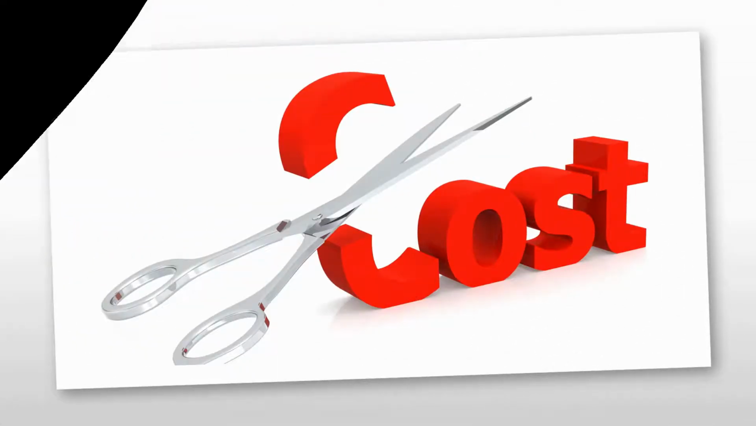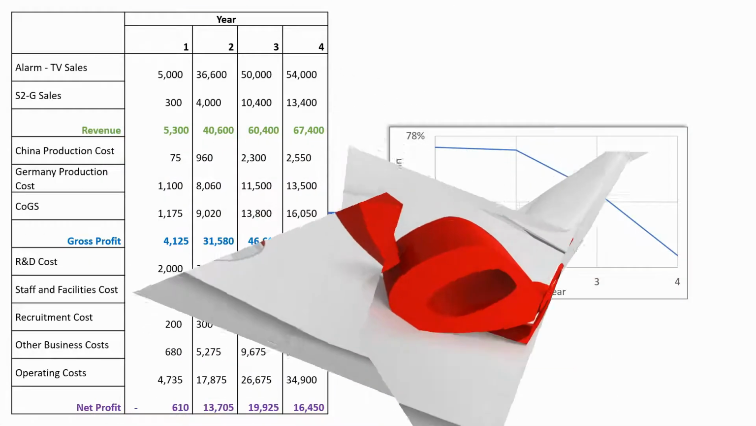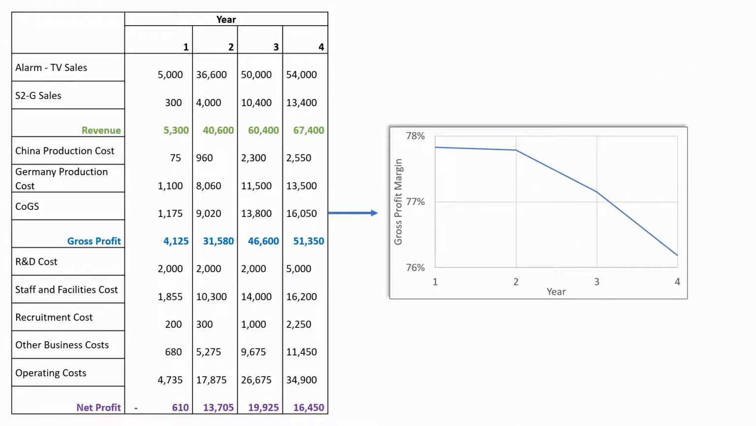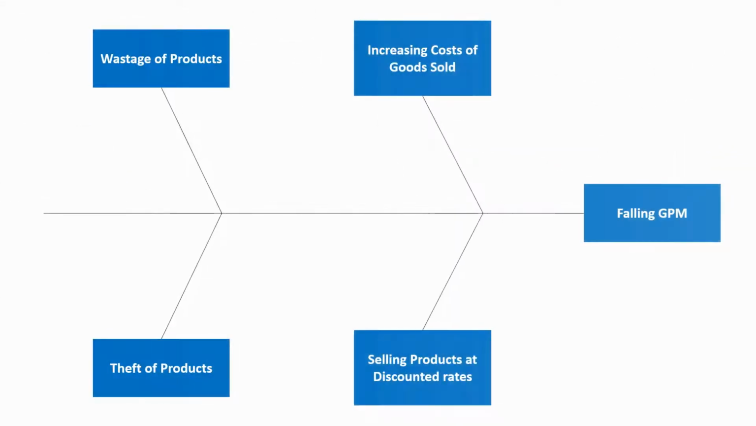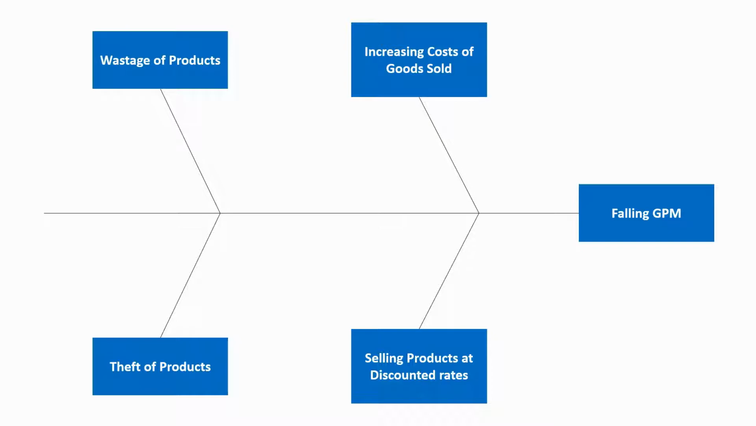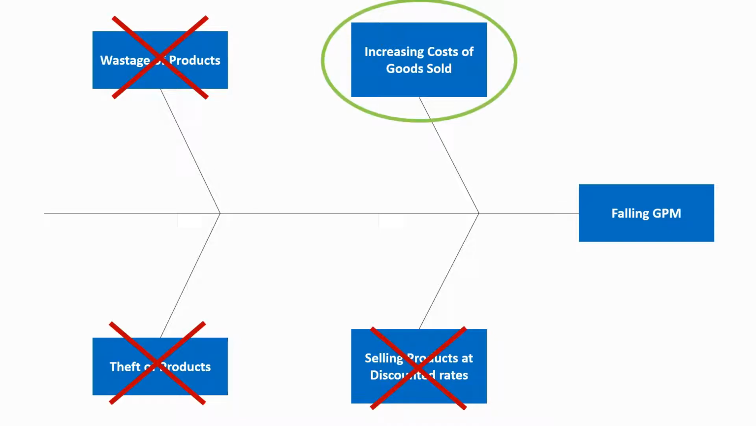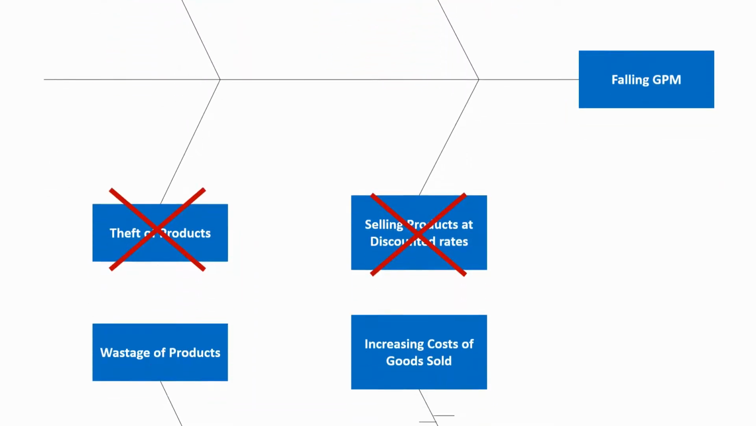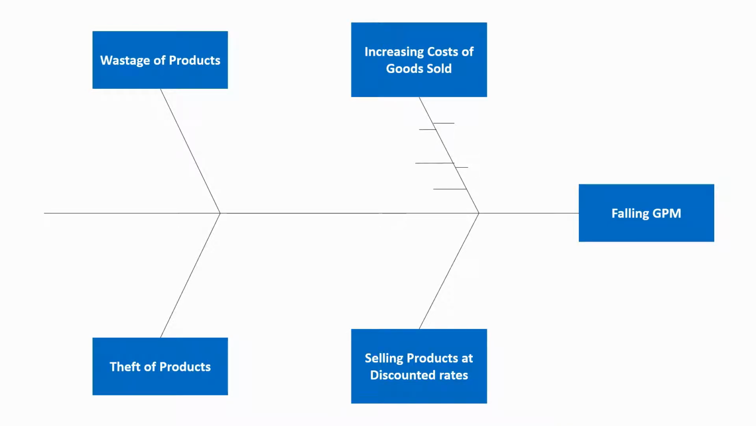Let's begin by considering how costs can be reduced. The financial statement given suggests that gross profit margin is falling, which can be justified by 4 possible reasons. Assuming that no products were wasted or stolen and discounts weren't applied, it is suggested that the increase in the cost of goods sold is fundamentally responsible for this issue. So what contributed to this increase?